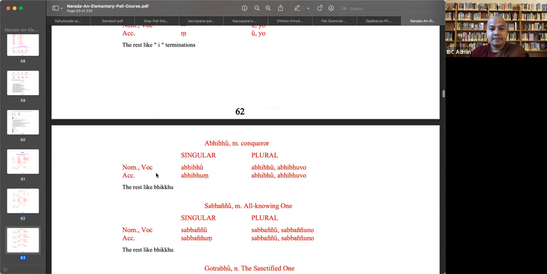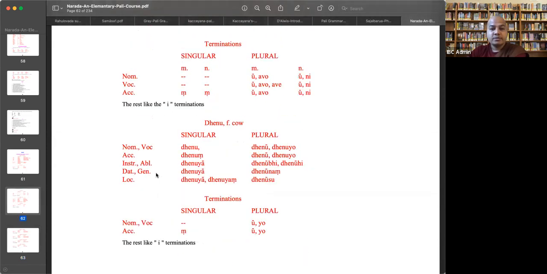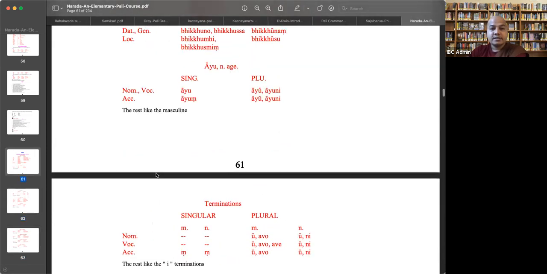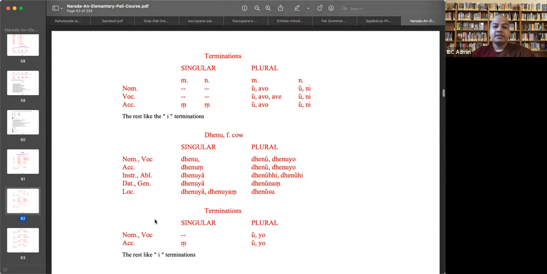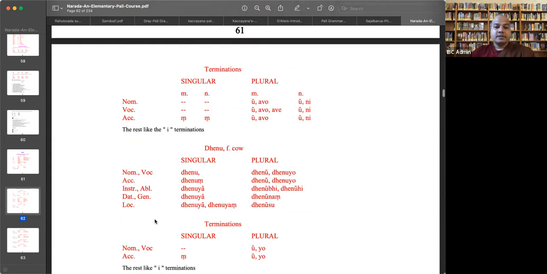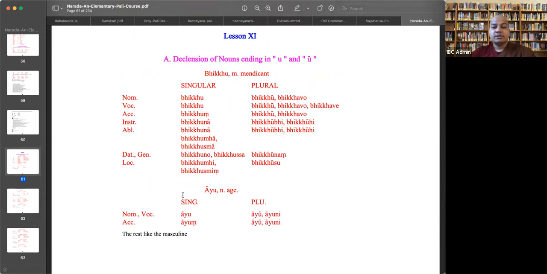So basically, if you put them together, you would see that there are just two declensions that you have to remember, right? One is the declension of bhikkhu, that is the masculine gender noun ending in short u, and the declension of dhenu, that is the feminine gender noun ending in short u, right? Anyway, let's go through this declension together.